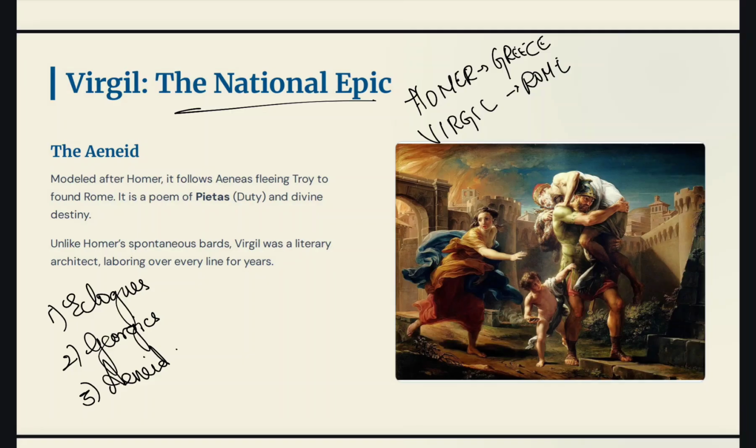In Divine Comedy, let me give you a literary connection. In Divine Comedy, Virgil becomes Dante's guide. Notice something beautiful here. A Roman poet becomes the guide of an Italian poet nearly 1300 years later, and that is literary immortality.